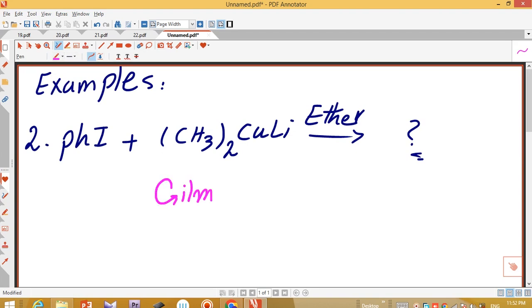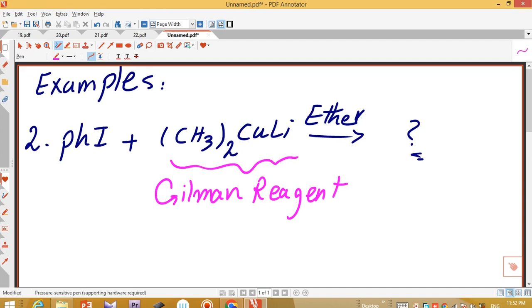Again, what is our Gilman reagent? R2CuLi, which is dimethyl copper lithium. So, what is negative here, my friends? Our negative here is methyl. Our carbanion or our nucleophile would be methyl. Methyl with one negative charge will be our nucleophile. And what is the substrate here, my friends? The substrate here will be phenyl iodide.